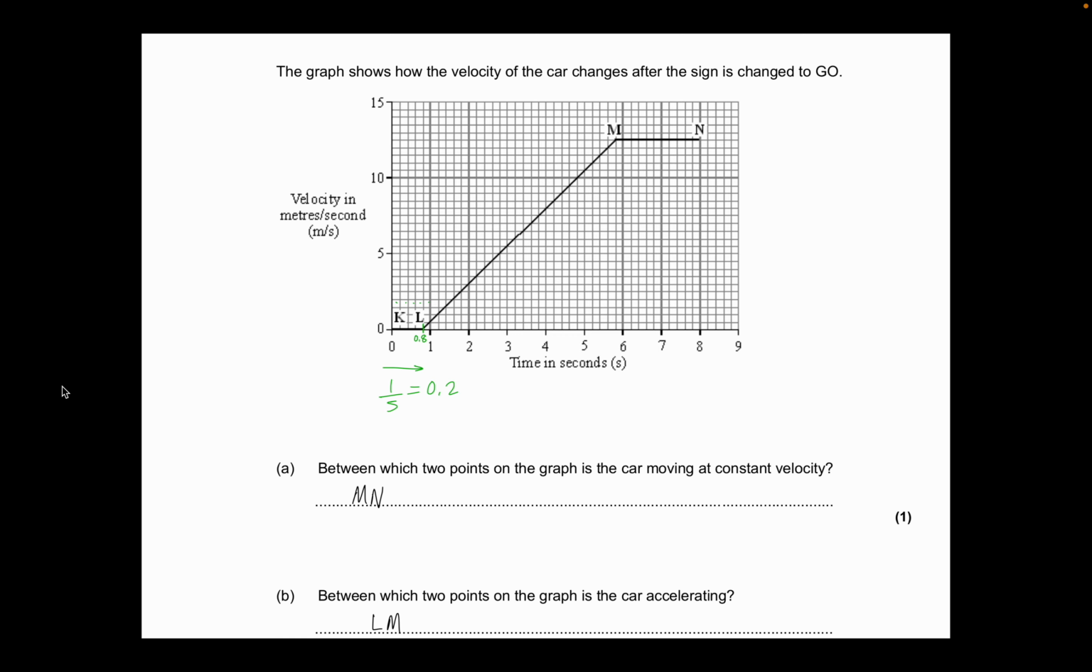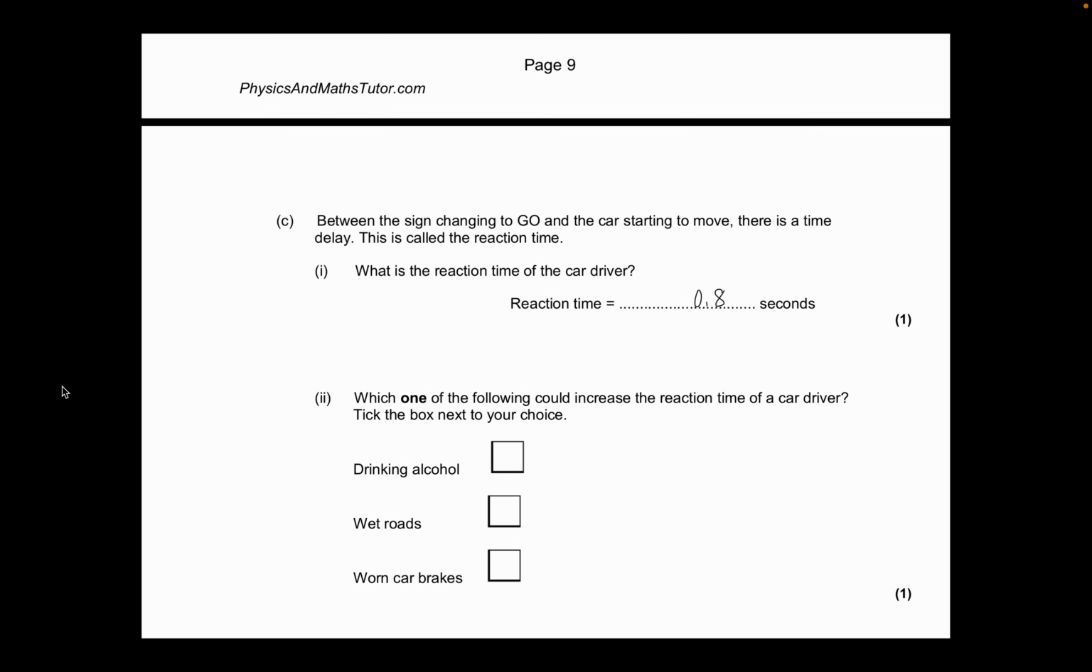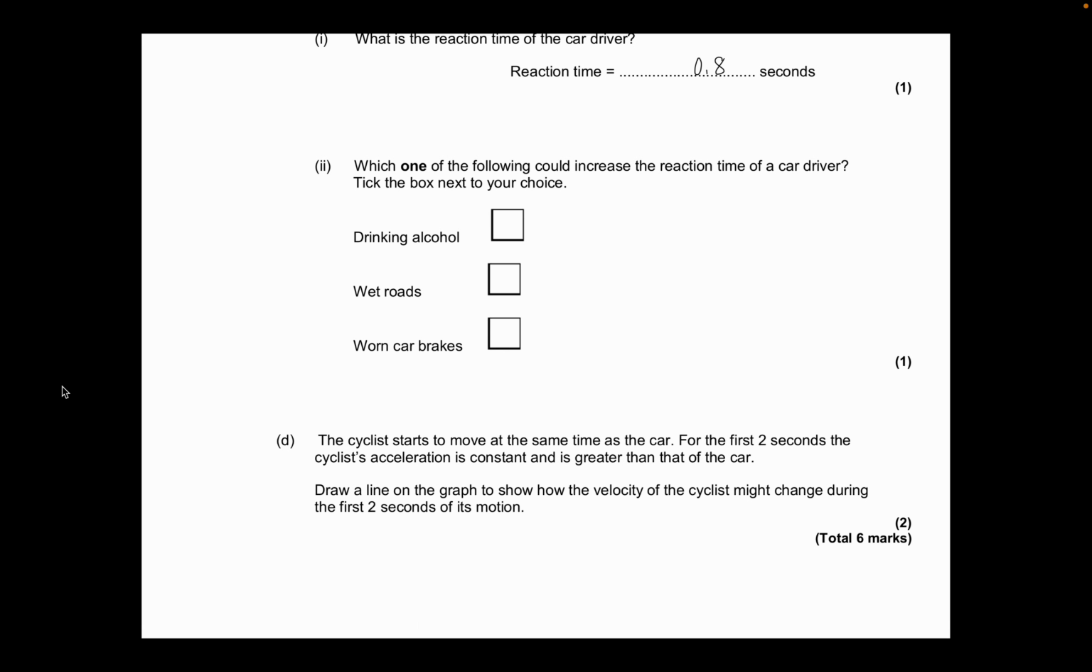And at that point, at point L, there is a time delay. That's the reaction time of the car driver, which is going to be 0.8 seconds. Okay? Next question. Which one of the following could increase the reaction time of a car driver? Tick the box next to your choice. Drinking alcohol, wet roads, worn car brakes.